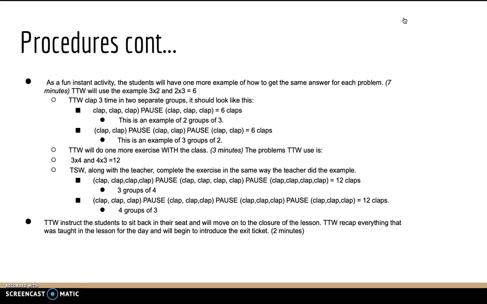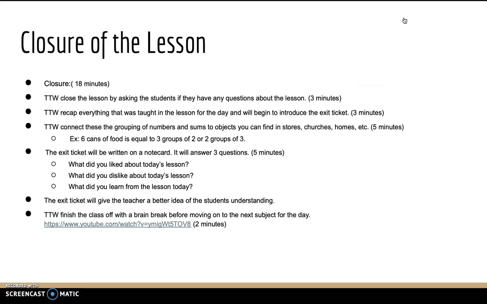So I'm going to instruct the students to sit back in their desk, and we're going to move on to the closure, which is just going to lead to recapping what was taught for the day. So I'm going to close the lesson by asking the students if they have any questions, and also kind of recapping everything that's going on. And after that is finished, I'm going to go ahead and introduce the exit ticket. But right before the exit ticket, we're going to go ahead and just talk about these things as a class.